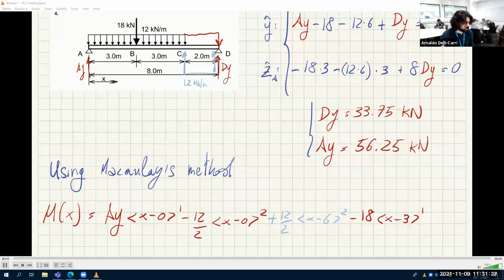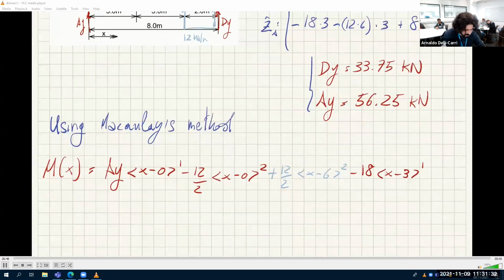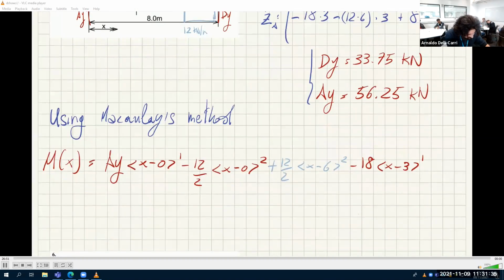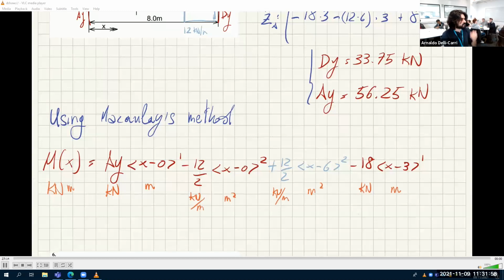See, it's very easy to see what you have to use. This is kilonewton meters, agreed? So the units of these are kilonewton meters. This is kilonewton, and this x to the power of 1 is meters. This 12 is kilonewton per meter, and so here you need meter squared. This is kilonewton, and so here you need meter. See, everything checks out. At the end, everything is kilonewton meters.